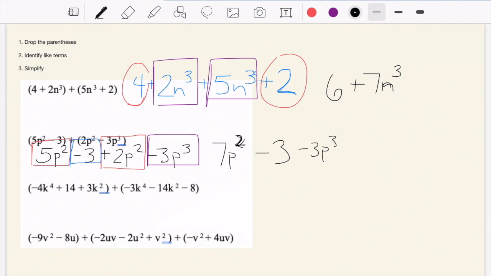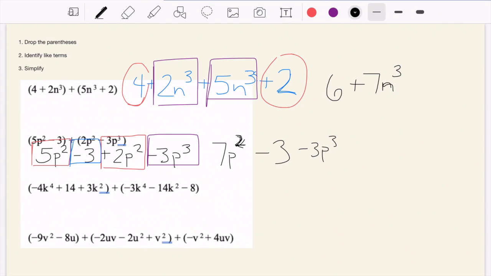With this, the answer might be written in any order. In this case, you could put the negative p cubed first or the negative 3 first. The test might have the answers in any order. The only thing you need to remember is to make sure you have the right sign in front of it. So negative 3, no matter where it is in the equation, just needs to have that negative in front of it.